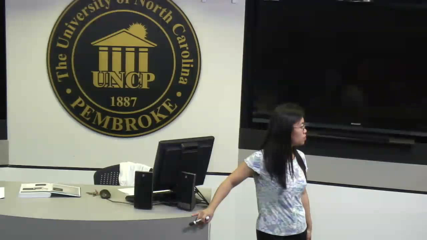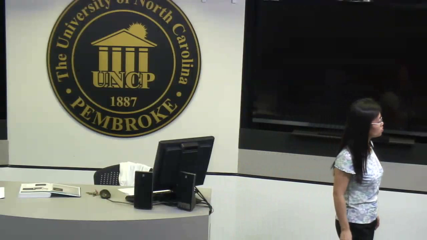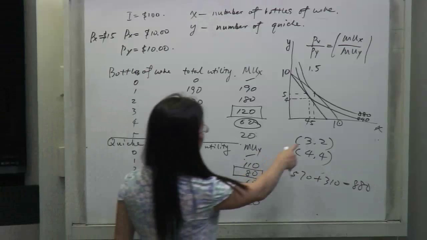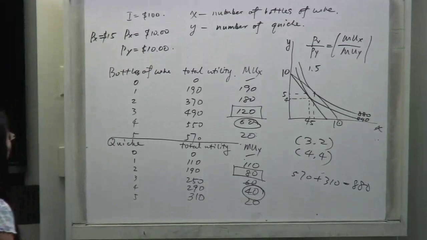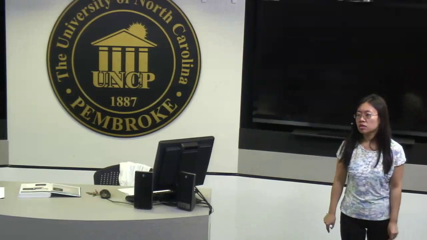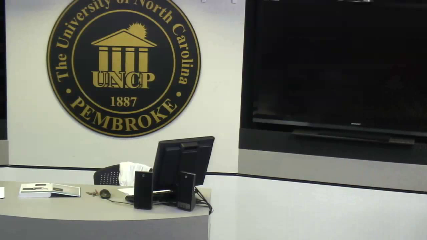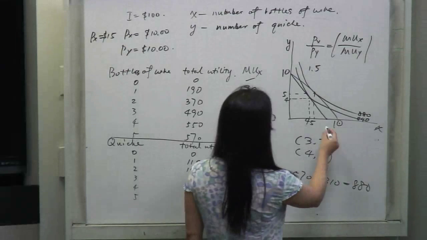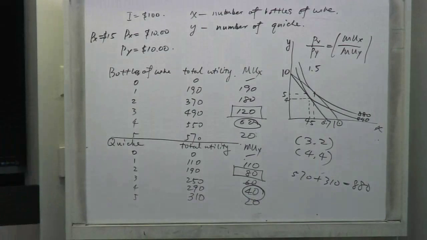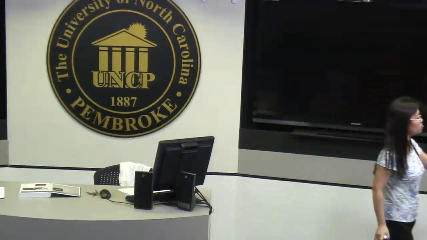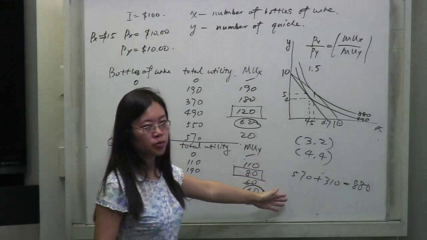Question. Wouldn't you change the number on the budget line? 10 to a different number. Yeah, this one will be different. What is it? Maybe like 6.67. 6.7, right? Yeah. Okay. So this is a graph accompanying the calculation.